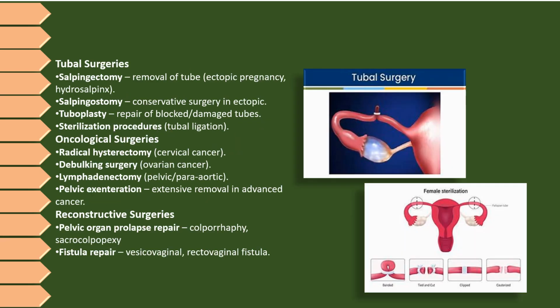Then tubal and oncological surgeries. Fallopian tube surgeries are performed in various situations. A salpingectomy, in which we remove the fallopian tube, is commonly indicated in a case of ectopic pregnancy or hydrosalpinx. In hydrosalpinx and ectopic pregnancy, the whole tube is removed, and this procedure is called salpingectomy.